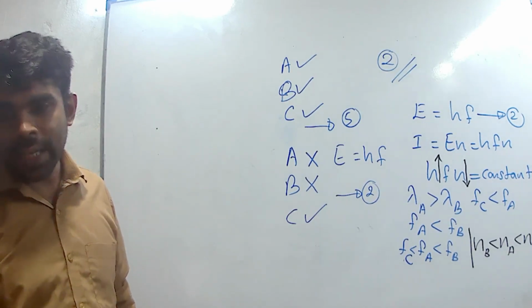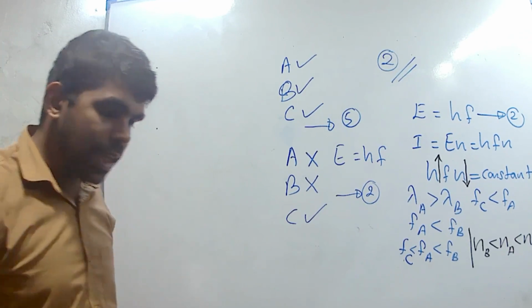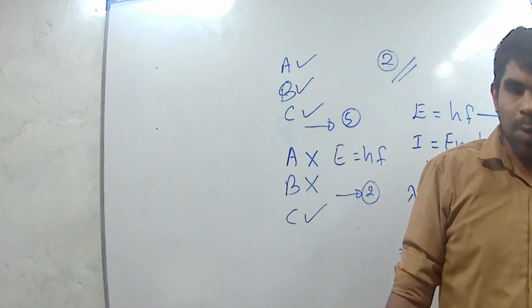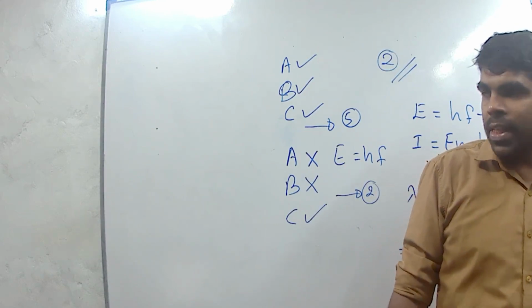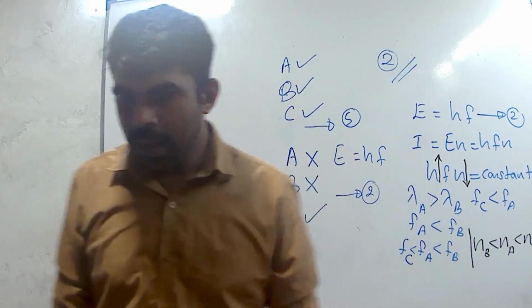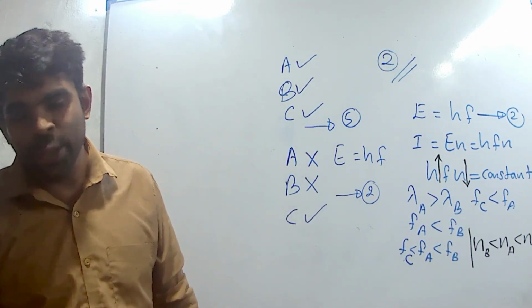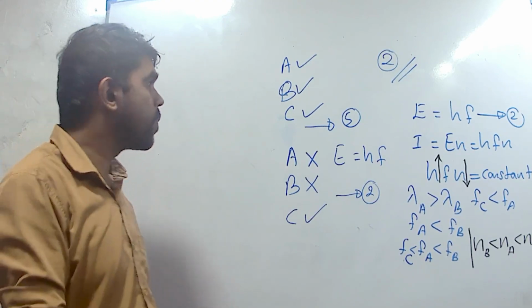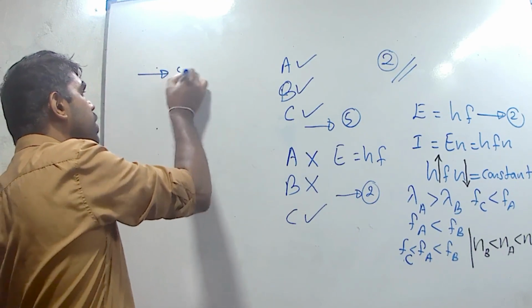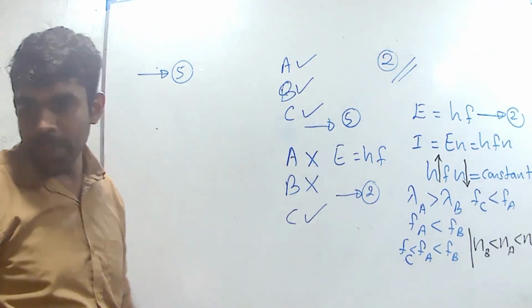Fourth one, ultrasound waves are longitude waves. Yes, ultrasound is a type of sound wave, but with frequency greater than 20,000 Hz. It is correct. Fifth one, FM waves are longitude waves. No, it is false. FM waves are transverse waves. FM waves are electromagnetic. Then the answer is 5.